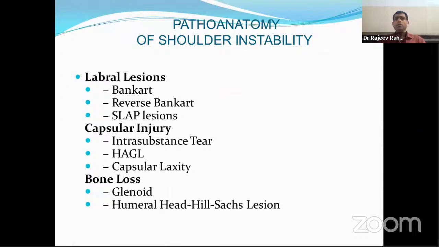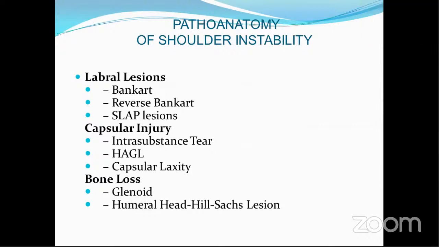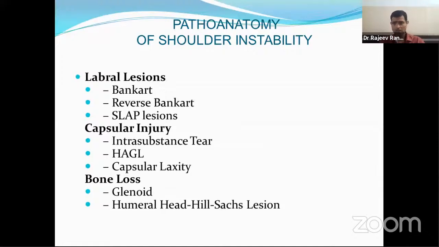So what is the pathoanatomy of shoulder instability? It could be because of lesions in the labrum or the capsule, or bone loss. Some of the labral lesions: the most common is the Bankart, the reverse Bankart, which is seen in posterior instability, and the SLAP lesion. In capsular injury, we can see an intrasubstance tear or humeral avulsion of the glenohumeral ligaments, or capsular laxity. Bone loss could be present in the glenoid or the humeral head as Hill-Sachs or reverse Hill-Sachs, depending upon whether anterior or posterior instability is present in that person.